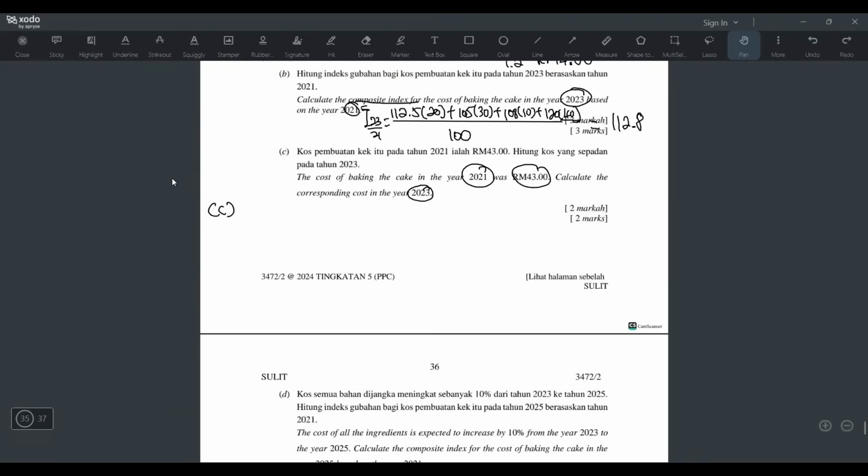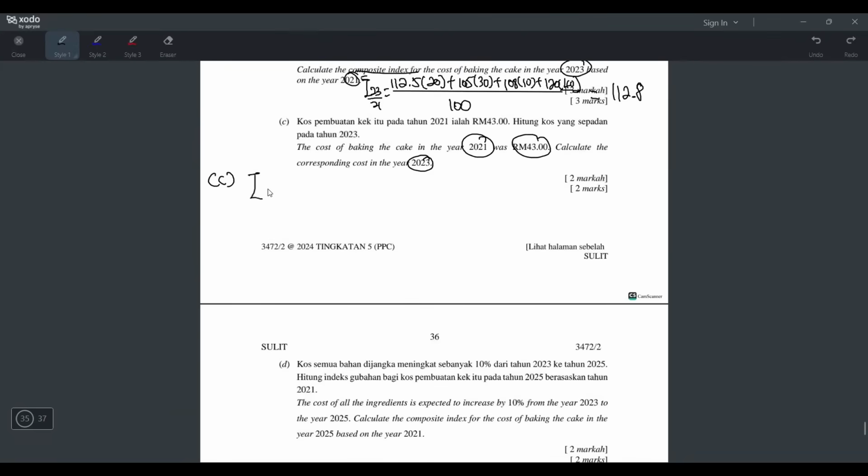So I'll write down this formula now. I equals P1 over P0 times 100, right? But can you tell me in this case, what the price will be? There are only two years here, 2021 and 2023. So obviously 2023 would be on top, because that's the latest year, and the older year goes at the bottom. And what is 43 ringgit? That is 2021. So just erase and write 43 here.